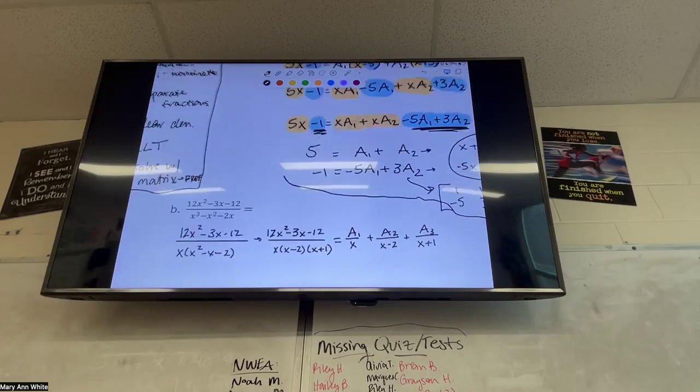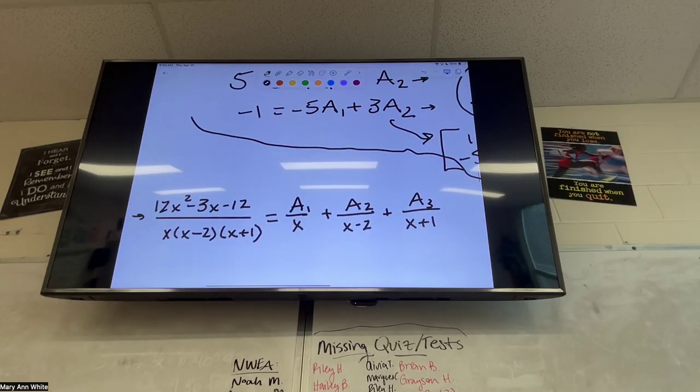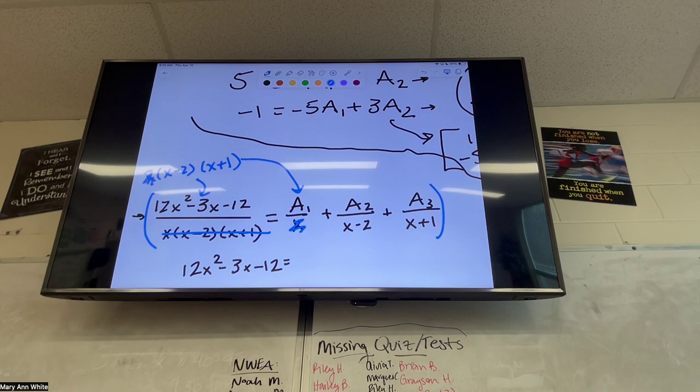Clear my denominator. So what am I going to multiply by everything in this? X. Good. X minus 2, x plus 1. When I multiply by that first fraction, the whole denominator gets canceled out, and I'm just left with 12x squared minus 3x minus 12. When I multiply this to my next piece, only the x goes away, so I have a sub 1 times x minus 2 and x plus 1.